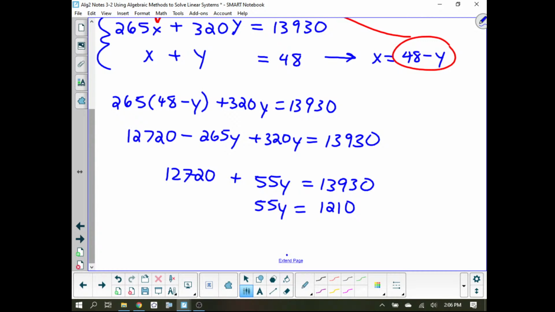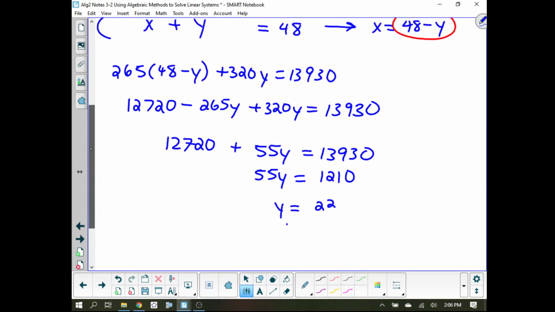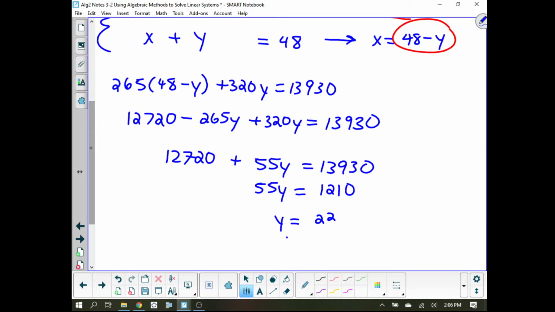$1,210. All right, and then divide by 55. Right, that matches what I have. So that's 22 Adirondack chairs. So I'm actually going to go ahead and add that. With a word problem, you always need to have units, so I'm just going to shorten it to A chairs.